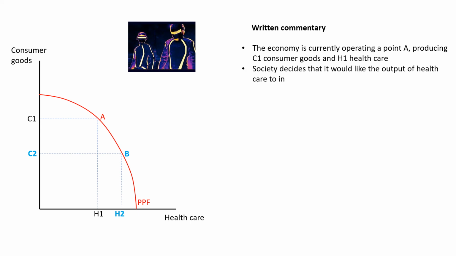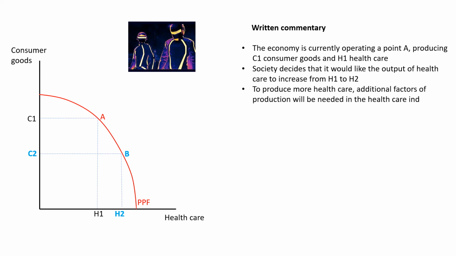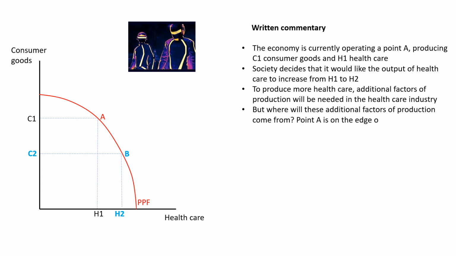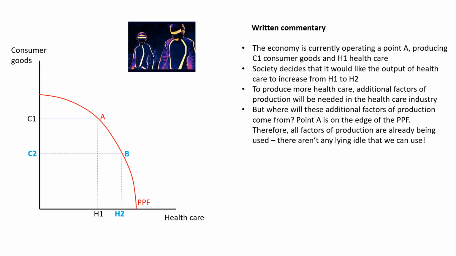So you then explain that society decides that it would like the output of healthcare to increase from H1 to H2. To produce more healthcare, additional factors of production will be needed in the healthcare industry. But where will these extra or additional factors of production come from? Point A is on the edge of the PPF. Therefore, all factors of production are already being used. There aren't any lying idle that we can use.